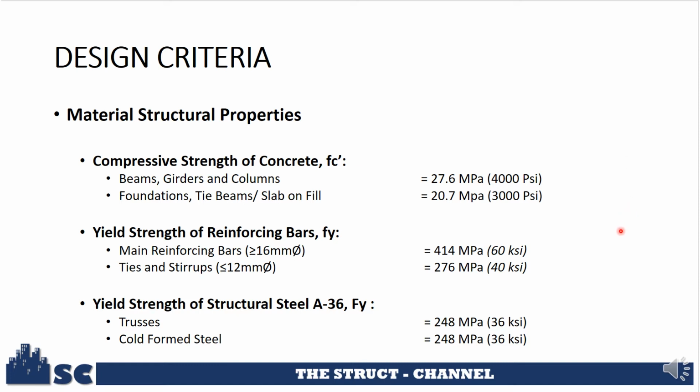The concrete that will be used shall be 4,000 psi for the beams, girders, and columns, and 3,000 psi for the foundation. For the reinforcing bars, we will be using high-grade steel. And for the ties and spirals, we will be using intermediate steel at 40 KSI. For the structural steel, it should be grade E36. And for the purlins, we will be using cold formed steel.